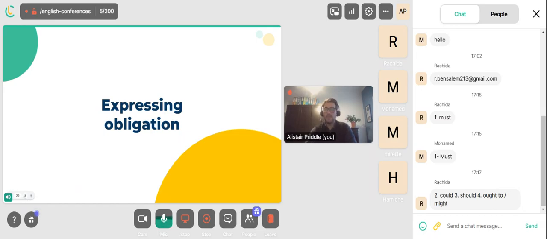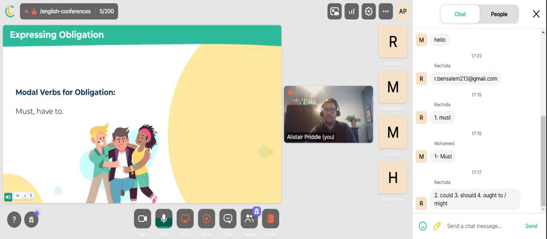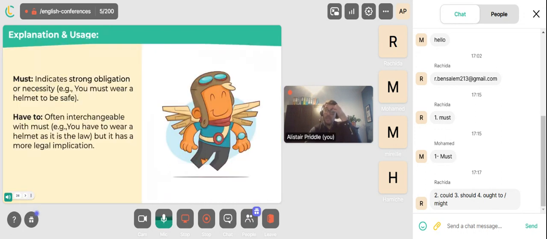Okay, so we're now expressing the function of obligation. Modal verbs for obligation: must, have to. Explanation and usage. Must indicates strong obligation or necessity. Example, you must wear a helmet to be safe. Have to, often interchangeable with must. For an example, you have to wear a helmet as it is the law. But it has a more legal implication.